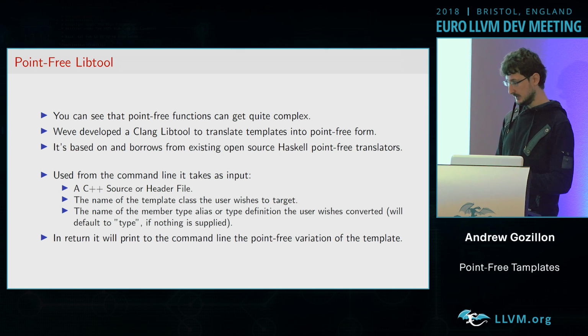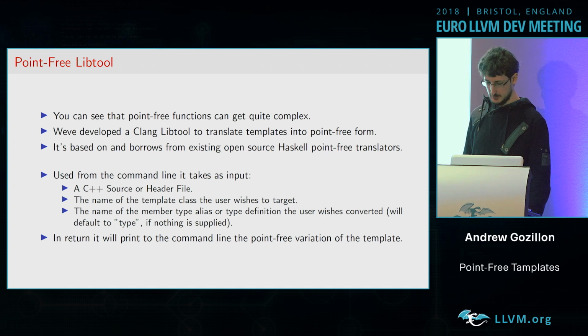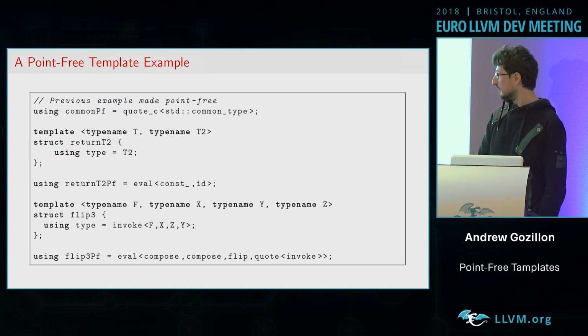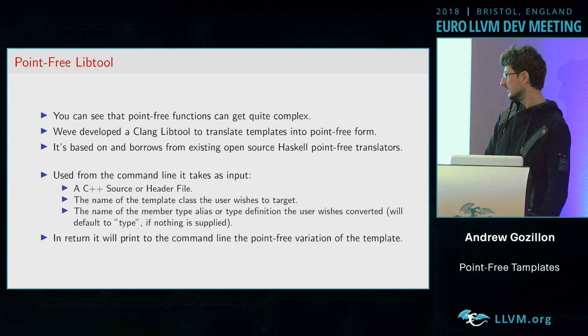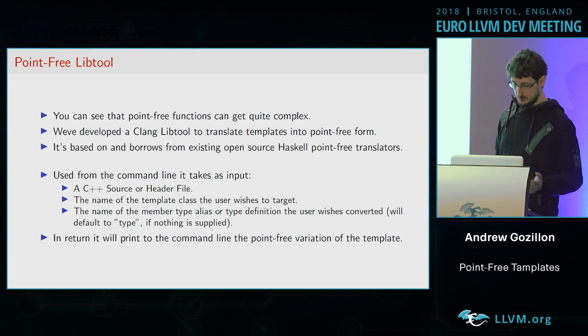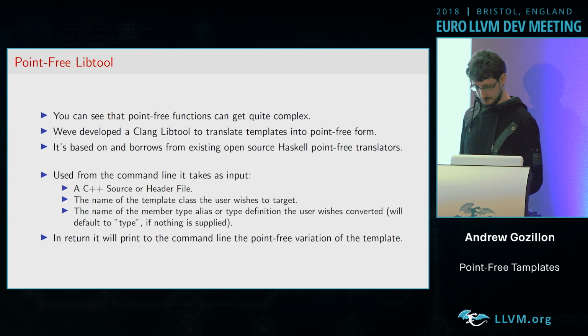So basically it just takes a C++ header or source file, and then a template name, a class name, and a member type alias. So in the above case, we would pass it flip3 and then type. Flip3 is the class template name, and type has the member alias. And then we'll spit out the point-free version of that template in this case.